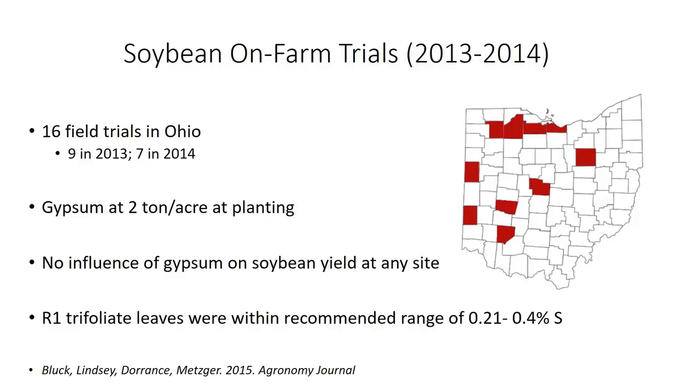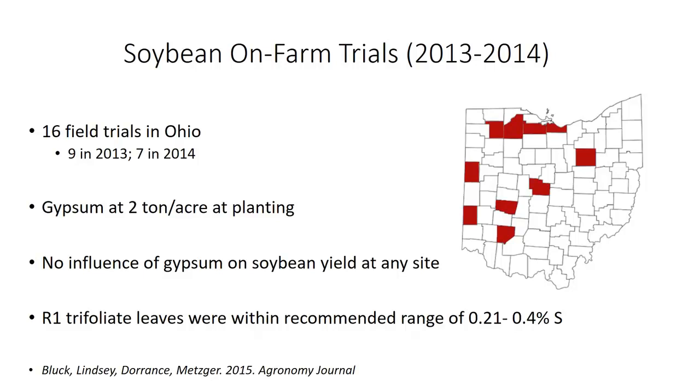The second study is the soybean. It's an on-farm trial. It was done in 16 field sites in Ohio. These are the counties where the study was actually conducted. We had 9 fields in 2013 and 7 in 2014, all on soybean, and they received 2 tons of gypsum per acre at planting.